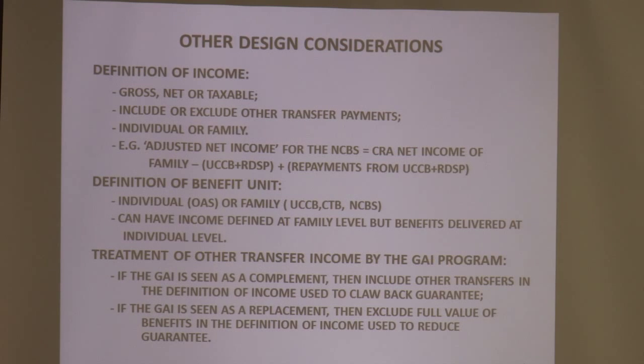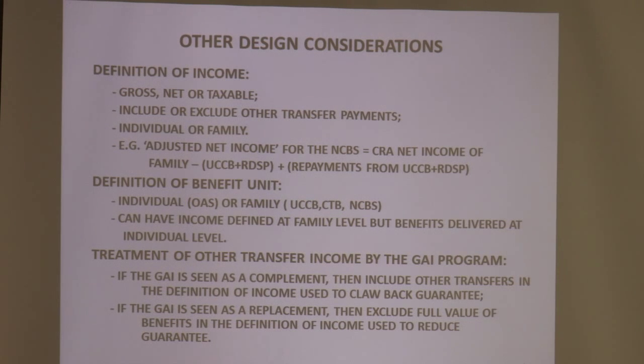And as an example of one definition, there is the definition used to calculate the net benefits for the National Child Benefit Supplement. That's called the Adjusted Net Family Income. It's CRA's net income of family, based on the family definition, family income, not individual, minus UCCB and registered disability savings plans, plus repayments from that. So it's a bit of a complicated definition. But that gives you a sense of the detail you have to incorporate in your definition of income.